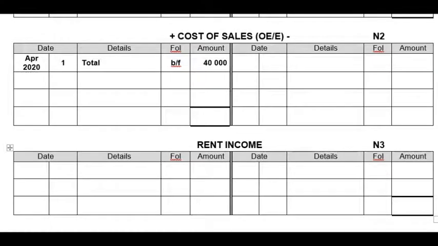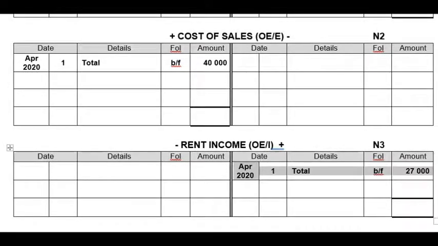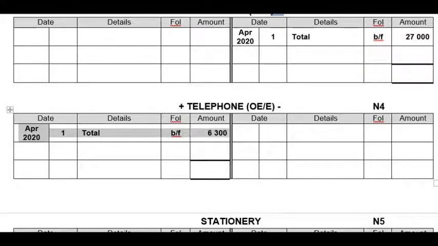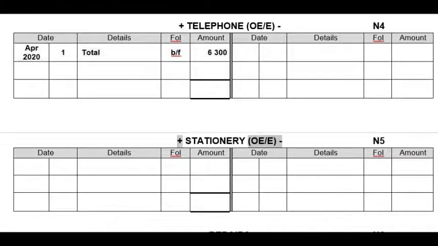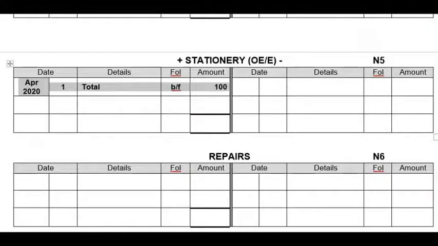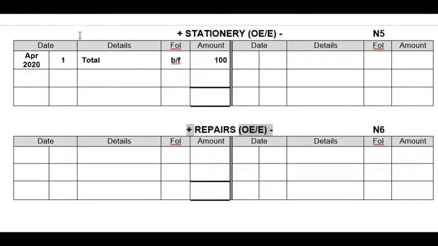Rent income is an income account, it's in the name, so the opening balance goes to the credit side because it's the I of click. Telephone is an expense account, once again it goes to the debit side. Stationery is also an expense account, so the opening balance goes to the debit side. And then lastly, repairs is also an expense account, so the opening balance goes to the debit side.